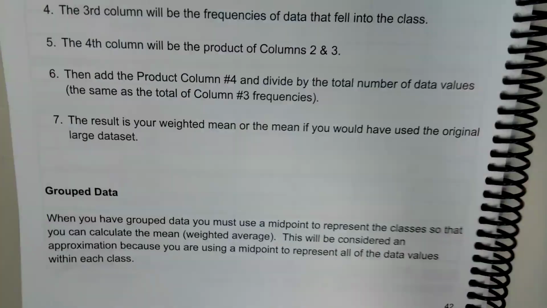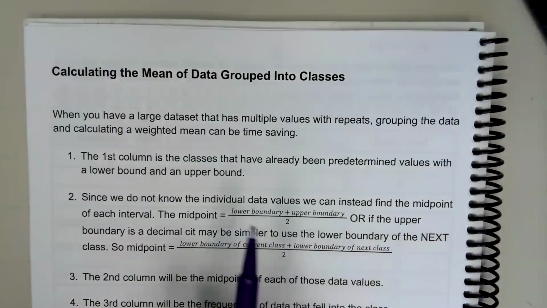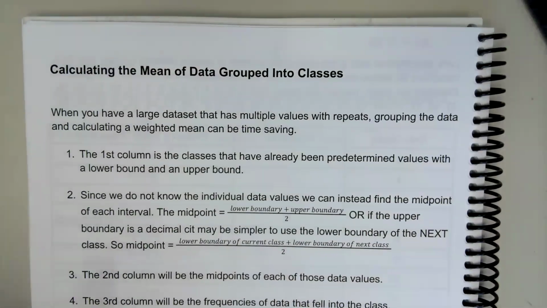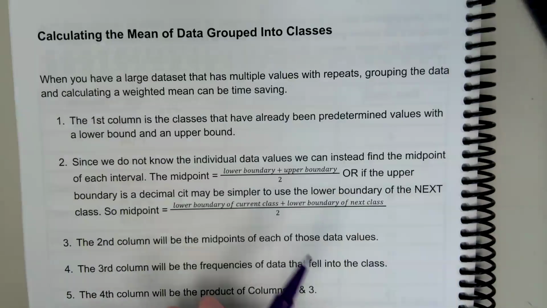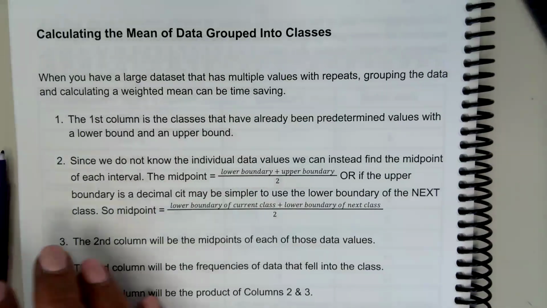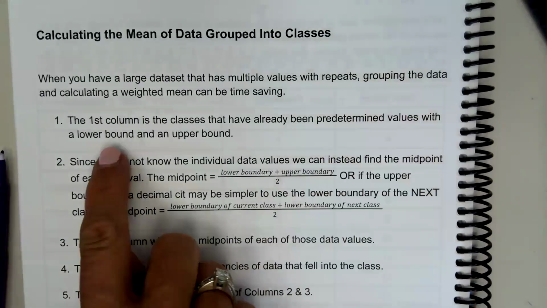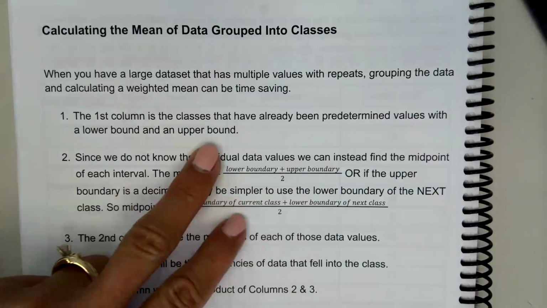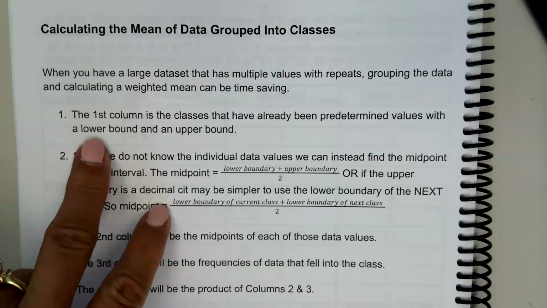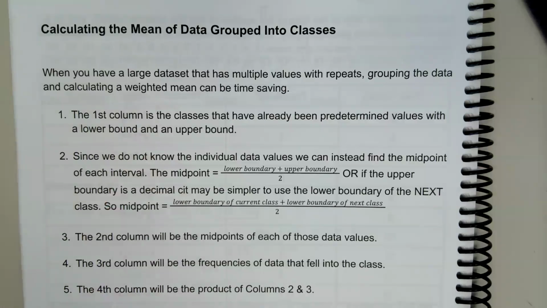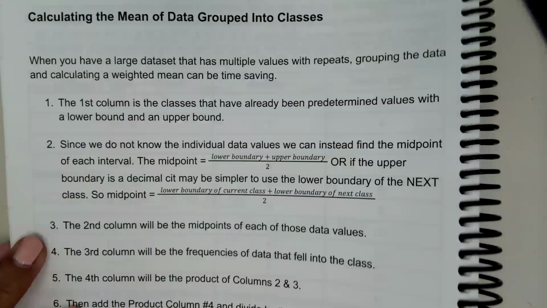Okay. Now, calculating the mean of grouped data is essentially the same thing, except now we don't have raw data. We don't have all the raw data values, but I'm going to go through a similar process. So we are going to group the data. Our first column is the classes that have already been predetermined with a lower bound and an upper bound. And we learned how to do that in chapter 2. So I showed you that.